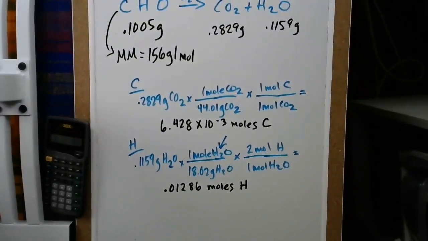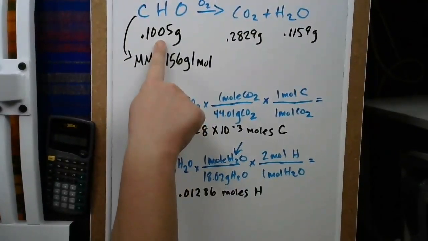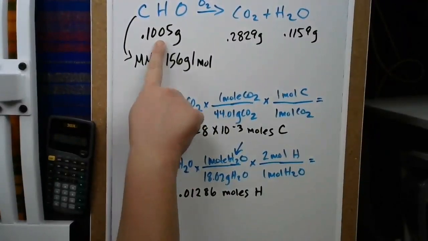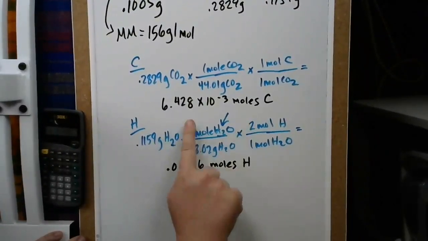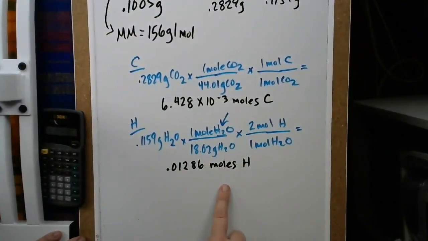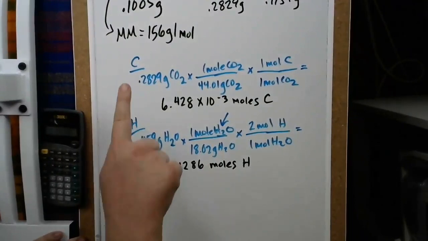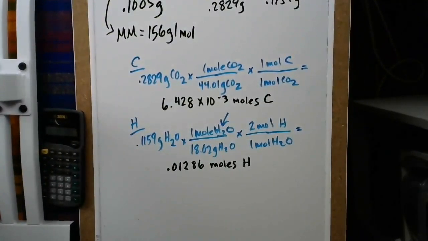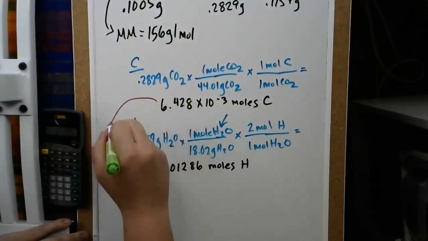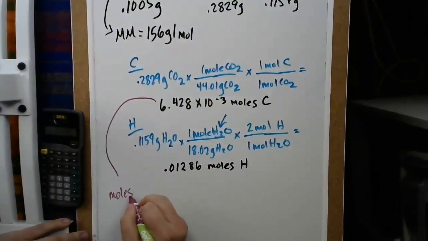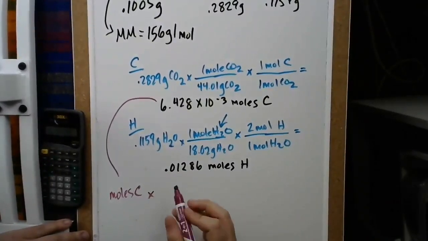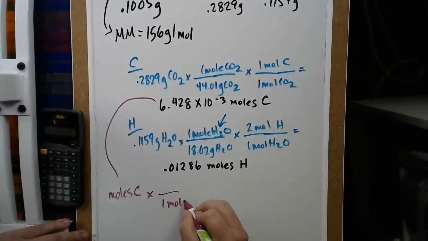Okay, but I was given this value here, the initial sample mass. So I know how much my total sample weighed. So if I can use the moles of carbon and the moles of hydrogen, I can use those 2 values, then I can figure out how much oxygen was in my sample. But to do that, I'm going to have to turn these mole values of carbon and hydrogen into gram values so I can subtract them from my initial sample mass. So I'm going to take this value, my moles of carbon, I'm going to multiply it by the molar mass of carbon.